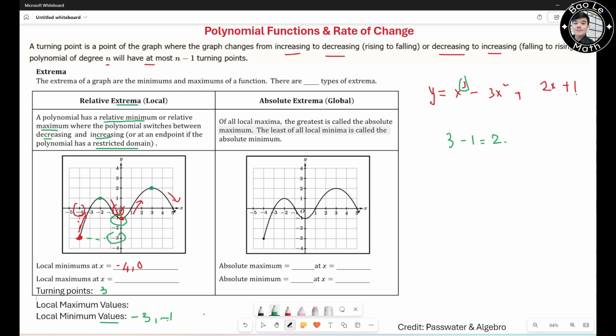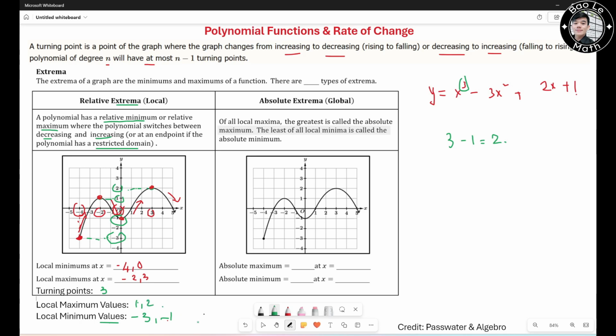Alright. Now, we're going to talk about the local maximum, right? Which means the higher points. So the high points right here, this guy and this guy right here, which means negative 2 and 3. So we have negative 2 here and 3 right here. Now, the local maximum values, which means the y values of the local maximum points, right? So the y value, this guy right here, 2, and this guy right here, 1. So we have 1 and 2.